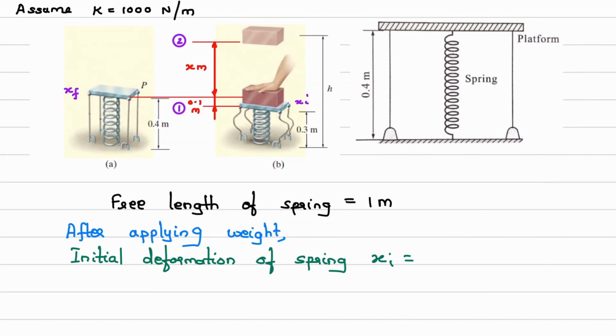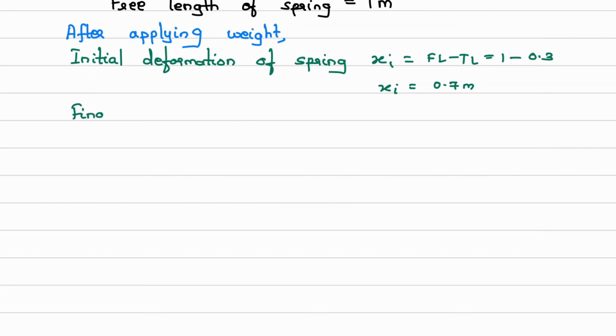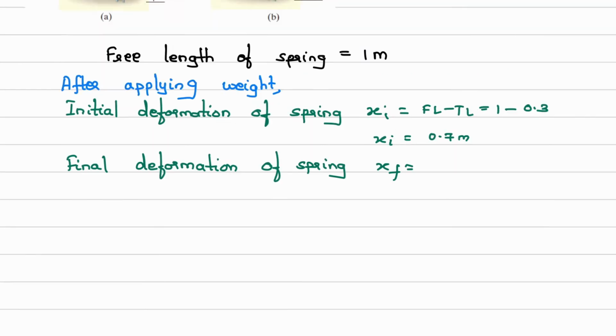So what is the initial deformation in the spring? It will be free length 1 meter minus total length 0.3 meter. So I'll write down free length minus total length. Free length is 1 meter minus total length is 0.3 meter. So the xi value is equal to 0.7 meter. Next I will find the final deformation of the spring, that is xf. Now understand that.